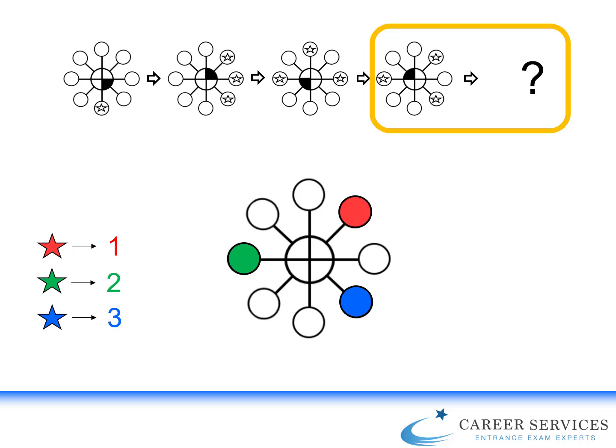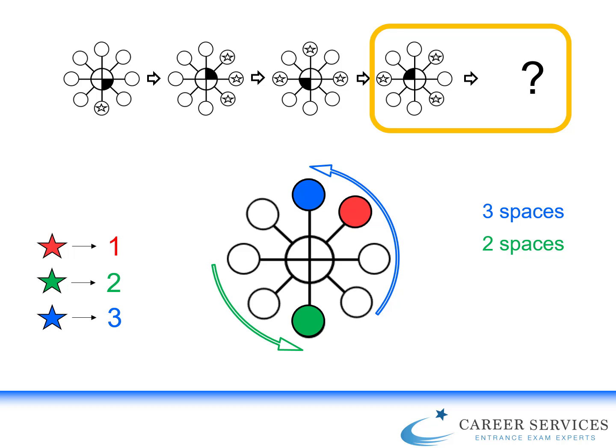Let's see what happens between figure 4 and the solution. The blue star will move 3 spaces anti-clockwise. The green star will move 2 spaces anti-clockwise. The red star will move 1 space anti-clockwise to appear in the top.